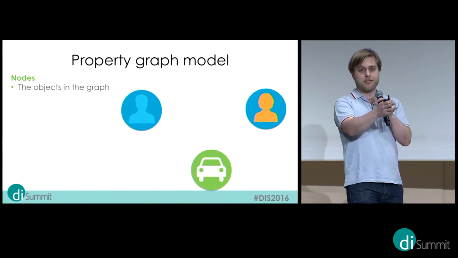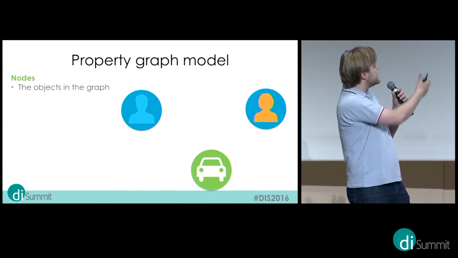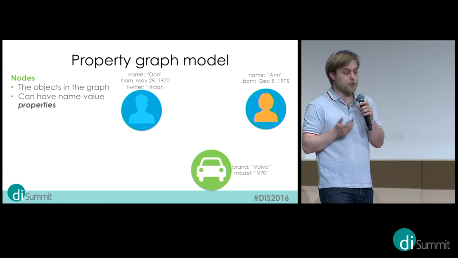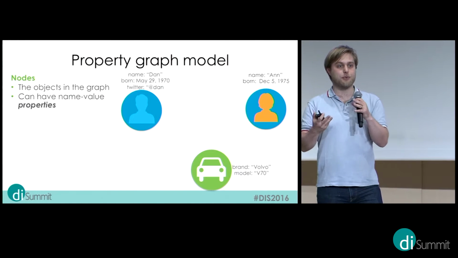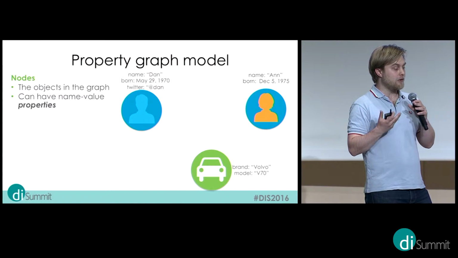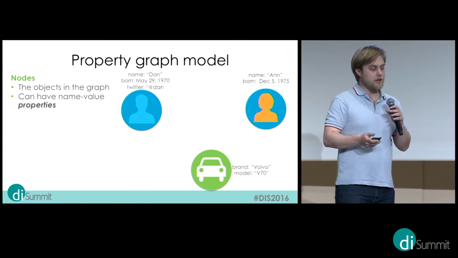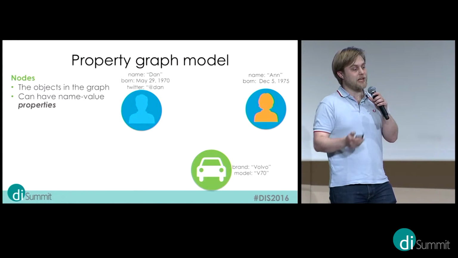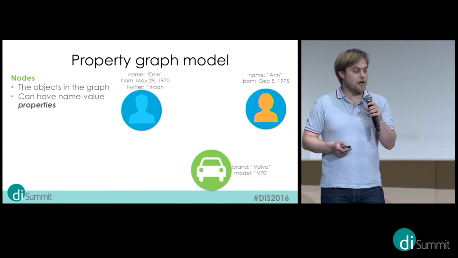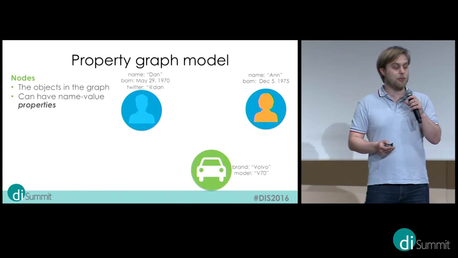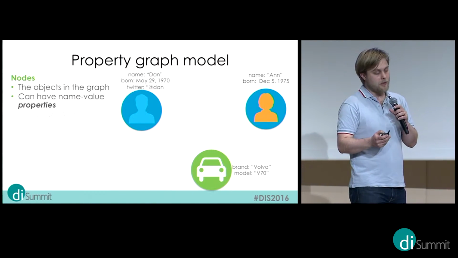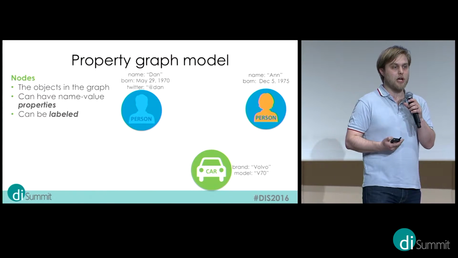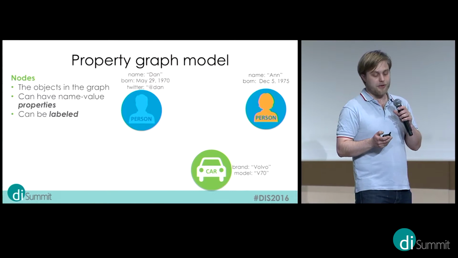So these are three different entities in a sample graph. Nodes can also have properties. These give you the attributes of the objects. So for instance, we have a person with a name, or we have a node here with the name Dan, and another one with the name Anne, and another node of some sort with a brand Volvo, etc. And then they can have labels, so we can know that these two nodes on top are persons, and the node at the bottom is a car.